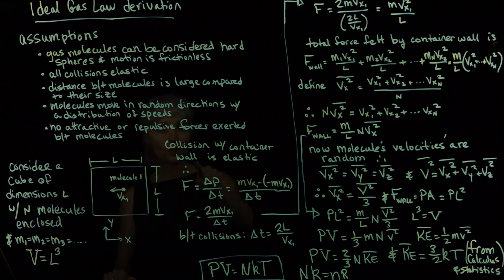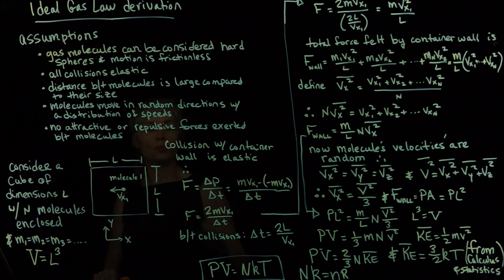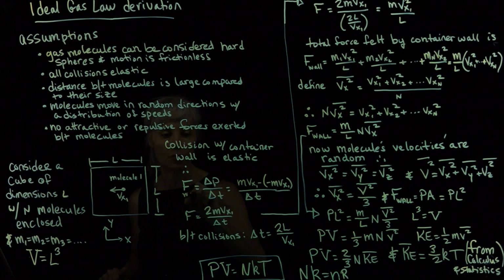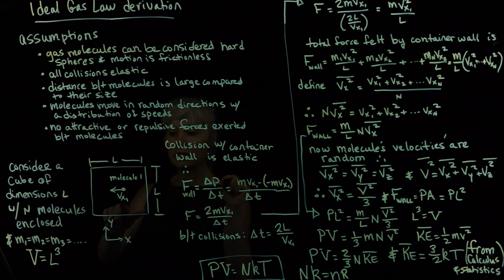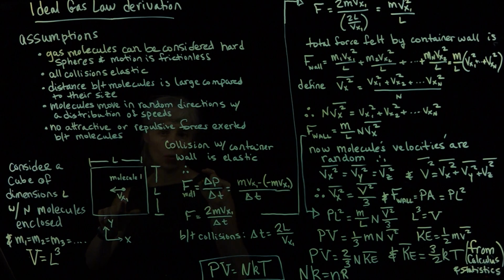So, starting off with this concept that the collision with the container walls is elastic, we're going to use Newton's second law and say that the force being exerted by the container wall is going to be equal to the change in momentum for some particular molecule that we're going to look at, divided by the time over which it takes to collide with the wall. So here is our molecule 1, and it is moving to the left, and I'm using the standard coordinate system. So there's molecule 1, with mass m1.